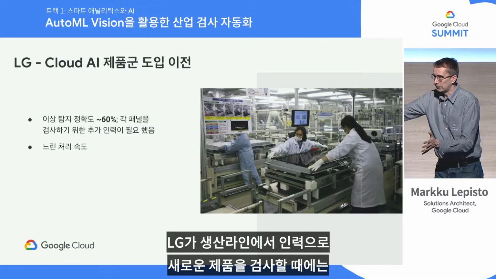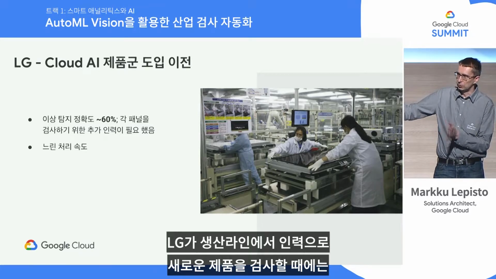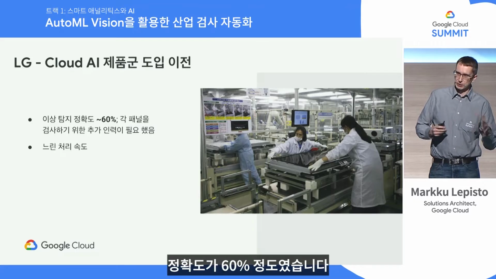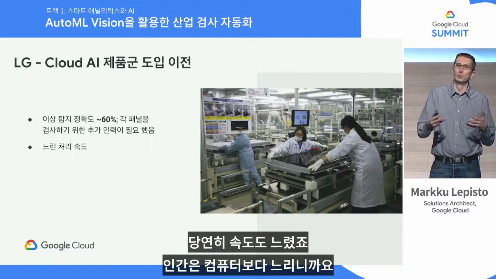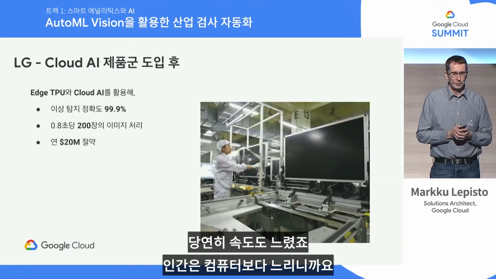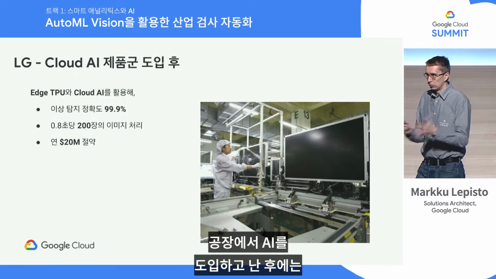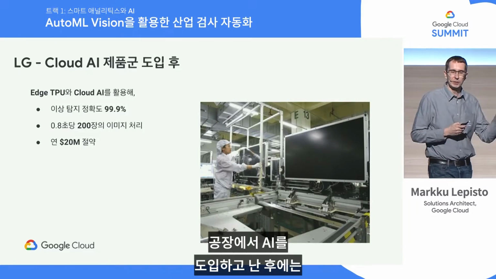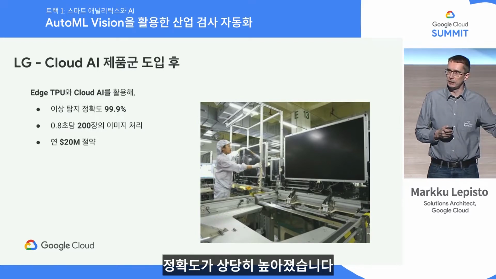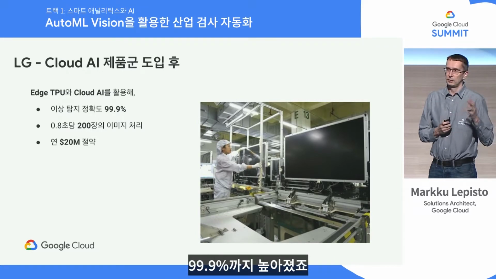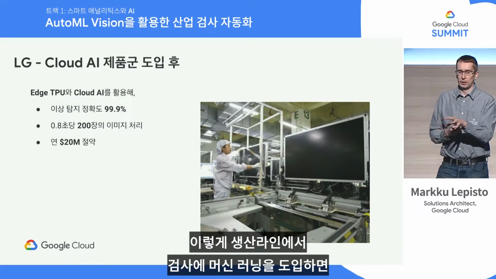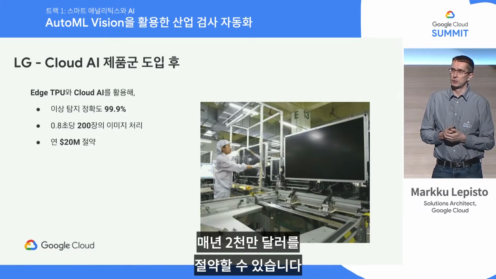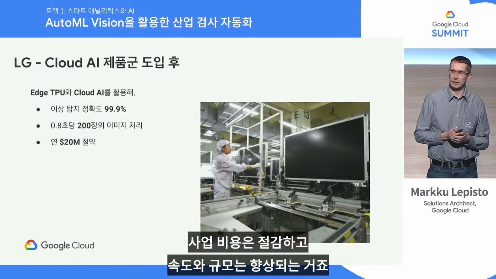So when LG used humans to inspect these new TVs or monitors on the production line, the accuracy was about 60%. And it takes a highly trained eye to do this. Obviously, it's quite slow because humans don't work as fast as computers. So by using AI on the edge in the factory, they can get a significantly higher accuracy, up to 99.9%. And then that kind of machine learning visual inspection at the production line could save them up to $20 million per year. So the business savings and speed and scale improvements are immense.